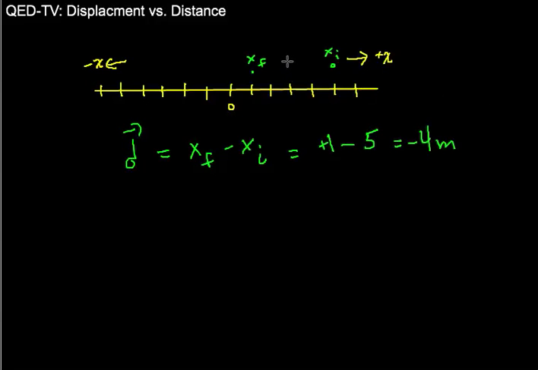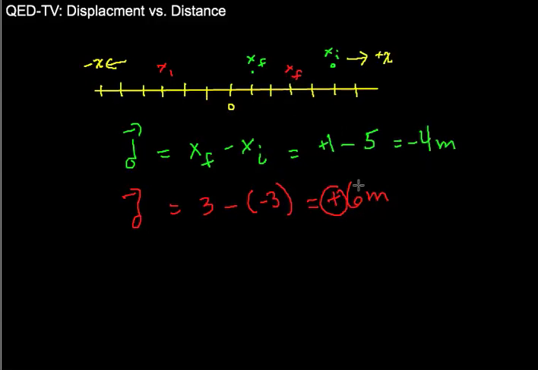Let's do another one. Let's say I'm starting here and I'm ending here. So the displacement vector would equal my final position, 1, 2, 3, plus 3, minus the starting position, which would be 1, 2, 3, negative 3. So 3 minus a minus 3 is 3 plus 3, which equals a positive 6 meters. This means that I went 6 meters to the right. So I started here and I went 1, 2, 3, 4, 5, 6 meters to the right. And so I have a displacement vector of plus 6 meters.